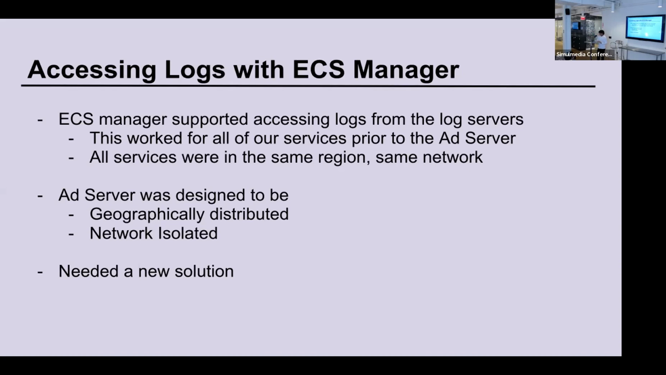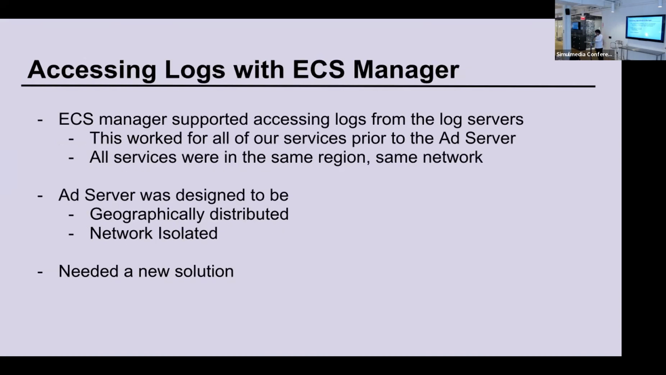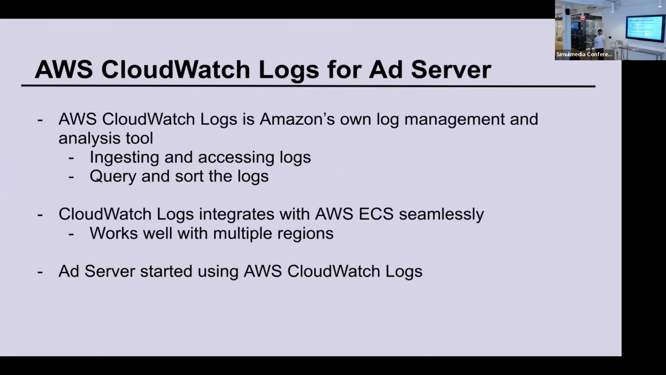So what was the answer? The answer was using AWS CloudWatch Logs. As I told you, the ad server needed to be geographically distributed, and the cloud offers that. AWS's own CloudWatch Logs service is basically a log management and analysis tool. You can send logs, you can access those logs, query and sort them. So the ad server found its solution, and it started using AWS CloudWatch Logs.